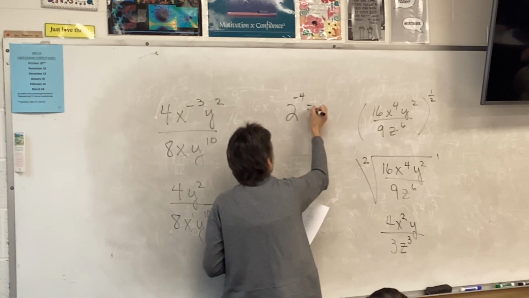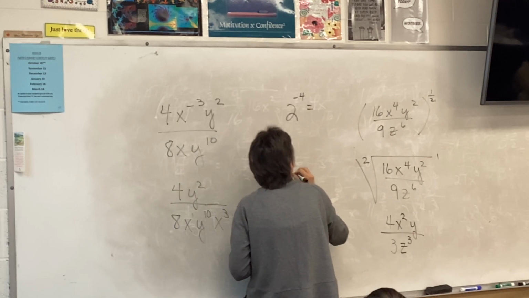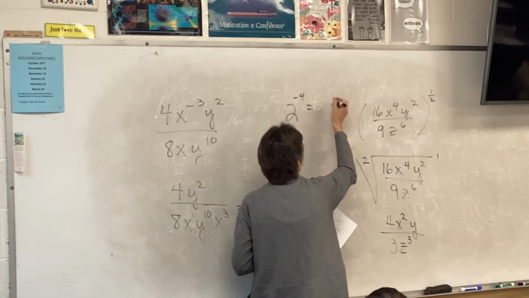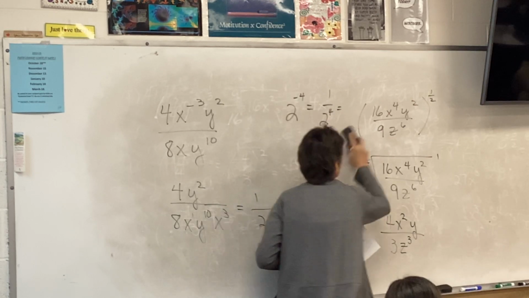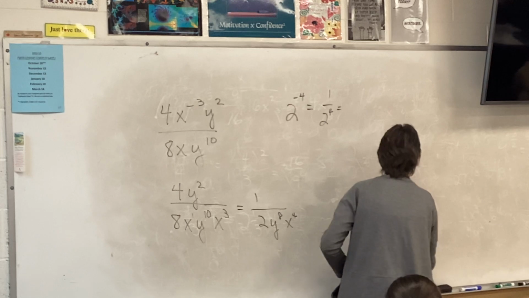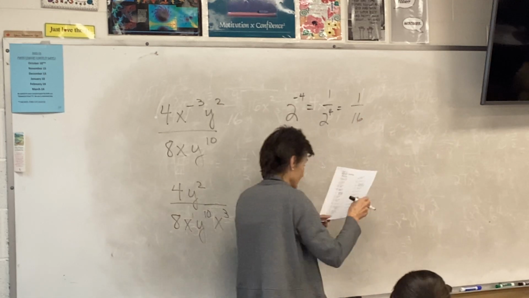What does 2 to the negative 4th mean? It means 1 over 2 to the 4th. And 2 to the 4th is? 16. Yes, so 1 over 16, perfect.